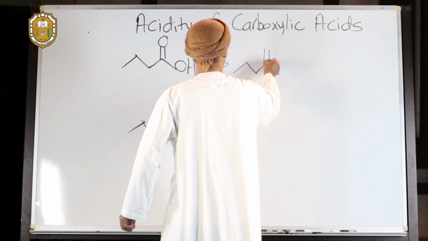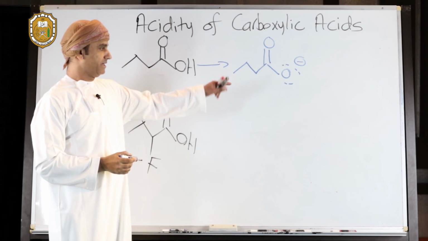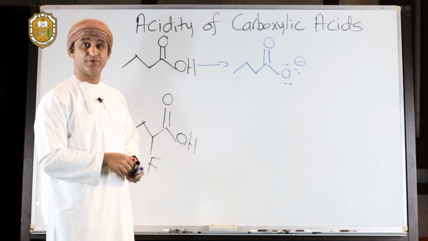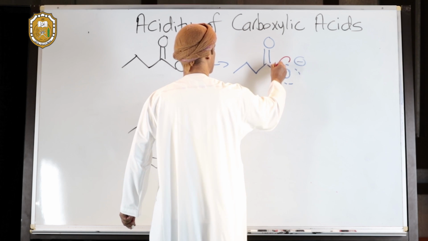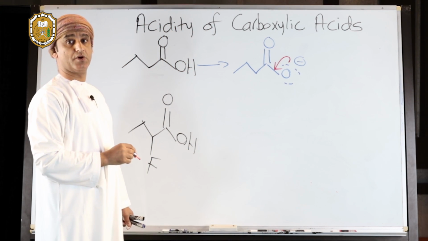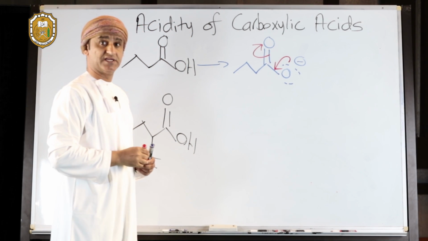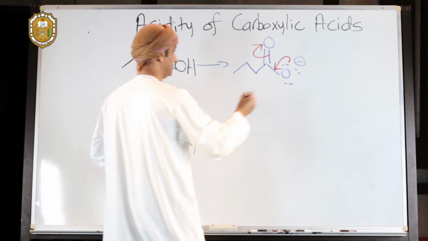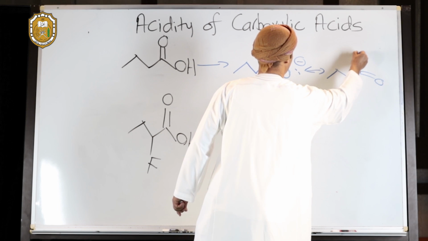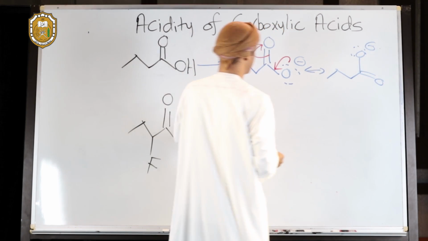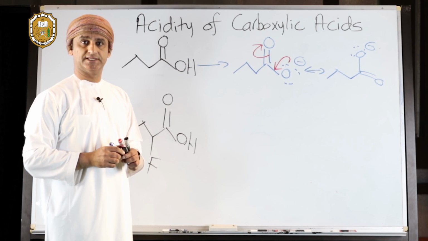So we get butanoate, and we can stabilize the butanoate, or the carboxylate of butanoic acid, by resonance, just like before, by taking one of the lone pairs on oxygen, making a double bond between oxygen and carbon, obviously as a result breaking the carbon-oxygen double bond. If we do this, we get another resonance form. So this is the usual resonance stabilization of carboxylate ions.